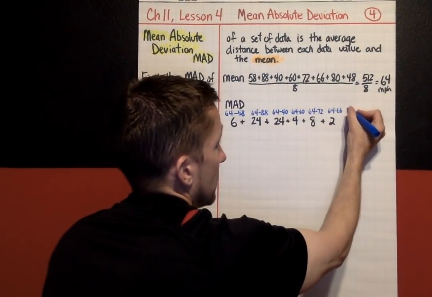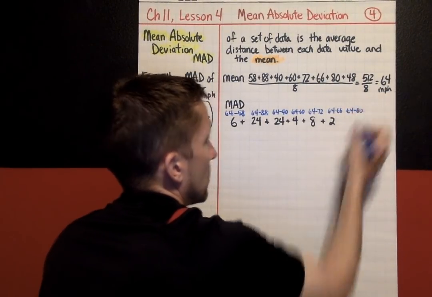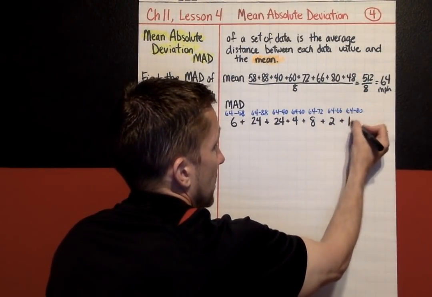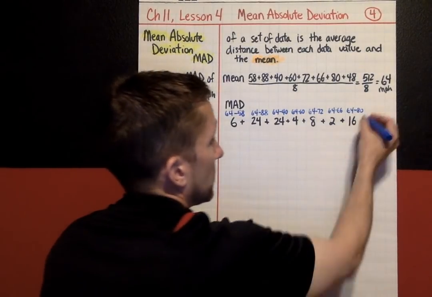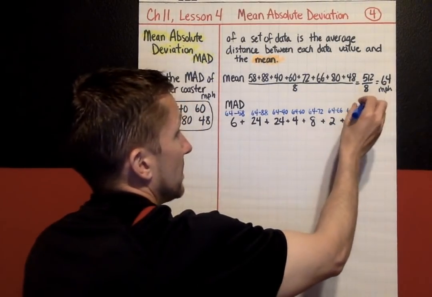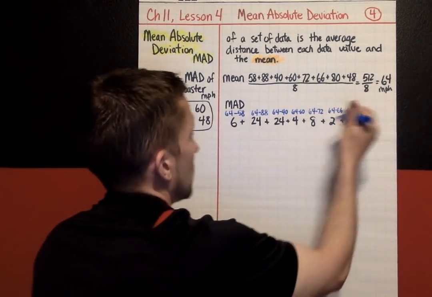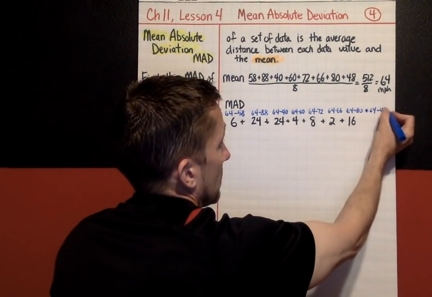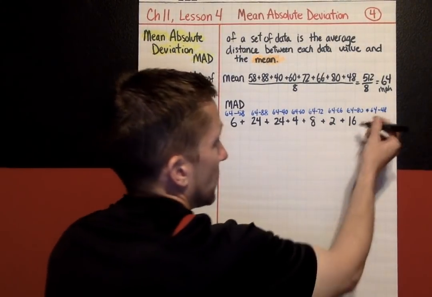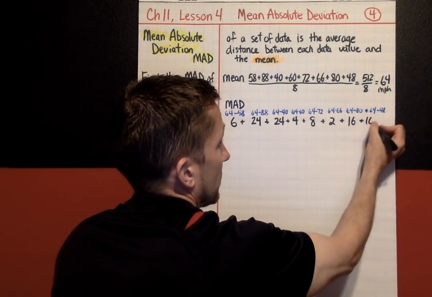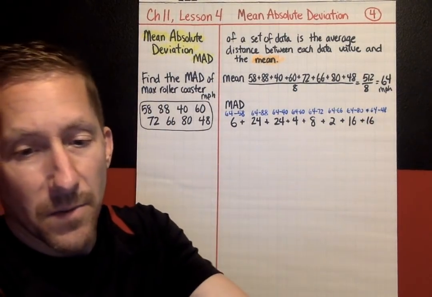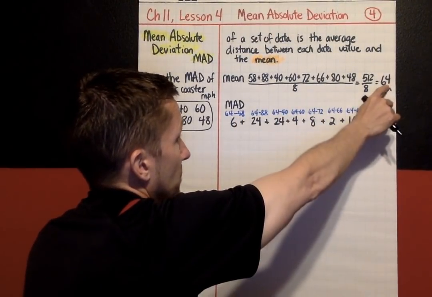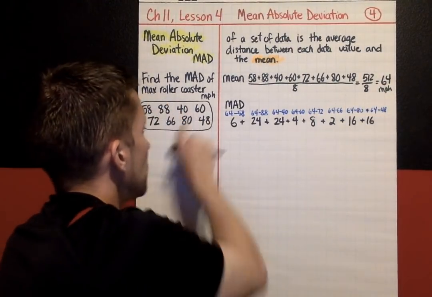64 minus 80. And there I'm going to get negative 16, but again I'm using the positives. And finally, 64 minus 48. And there I am also going to get 16. So all of these are the differences from the mean for each data value.